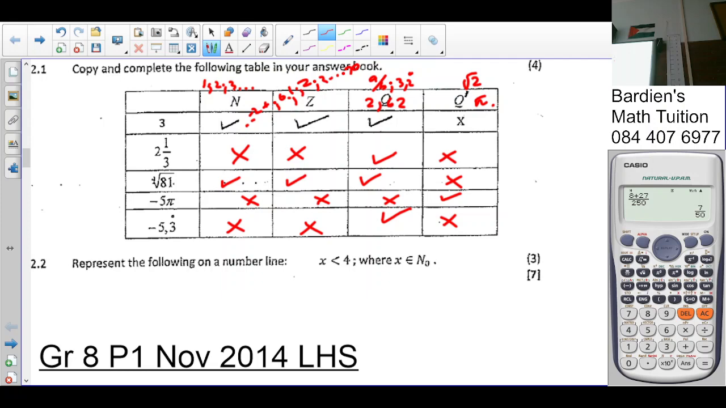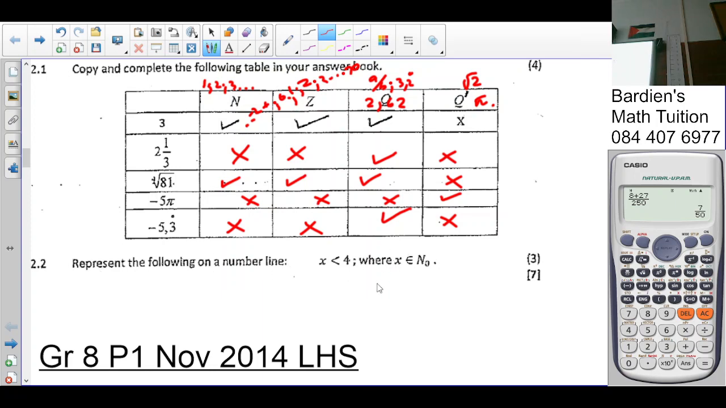Represent the following. Okay, I'm just going to pause the video at this point. Okay, sorry about that. At this point, I also know that you guys haven't covered this yet. Okay, represent the following on the number line.